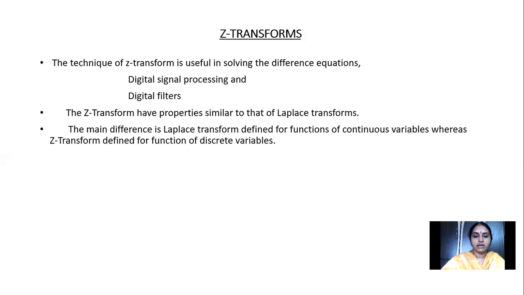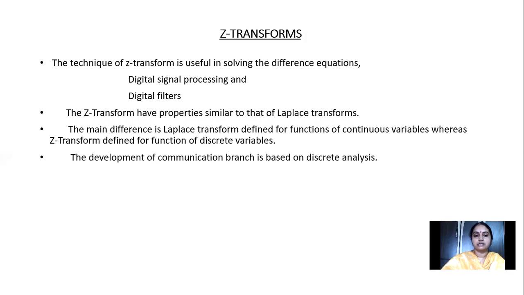The main difference is that the Laplace transform is defined for functions of continuous variables, whereas Z transforms are defined for functions of discrete variables. Continuous variables means continuous with respect to time. Discrete means different intervals, different instances of time. That is the difference between Z and Laplace.